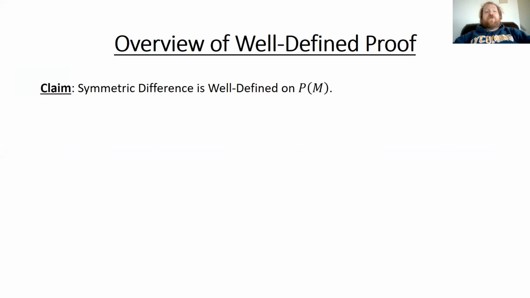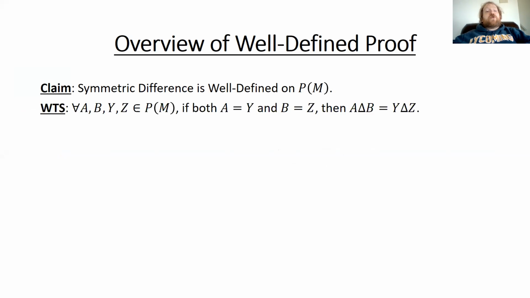So our claim is that symmetric difference is well defined on the power set. We want to show for all A, B, Y, Z in P of M, if both A equals Y and B equals Z, then A triangle B equals Y triangle Z.